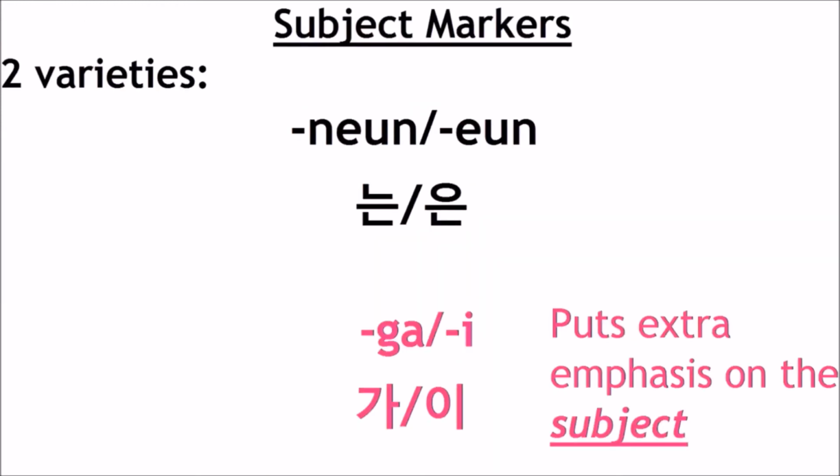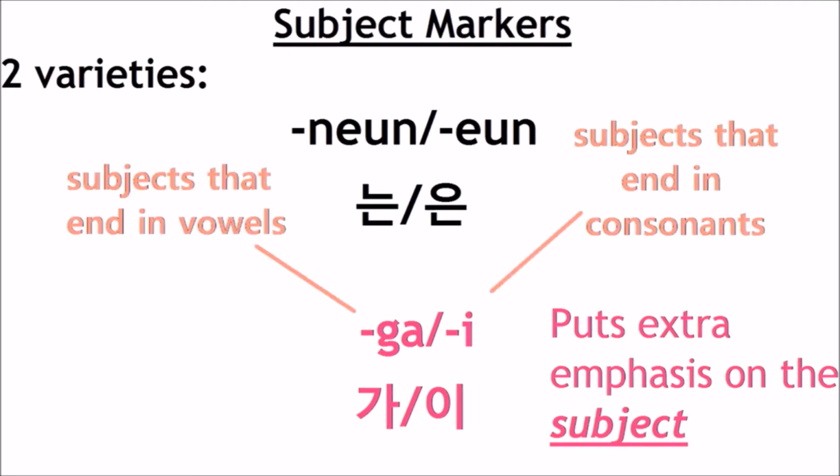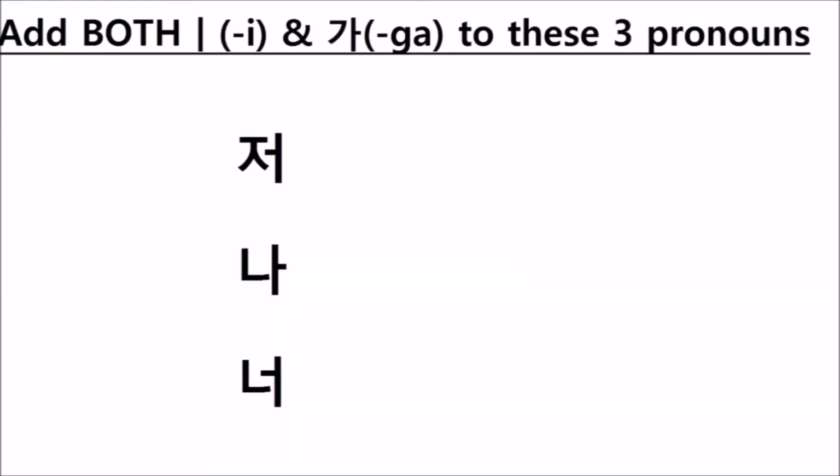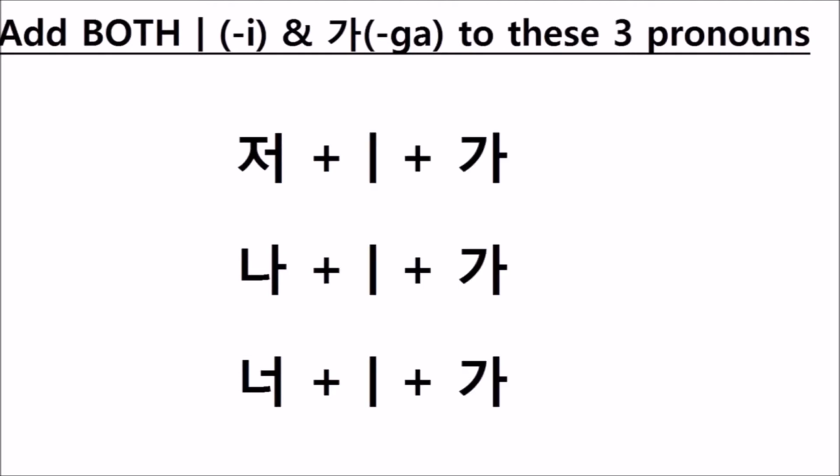Now let's talk about the 가/이 variety. Like I said before, you use the 가/이 ending if you want to put extra emphasis on the subject. The 가 goes at the end of subjects that end in vowels, and the 이 goes at the end of subjects that end in consonants. But something special happens with the pronouns 저, 나, and 너. They end in vowels, so you would expect them to get the 가 subject marker, but they actually get both, 이 and 가, like this.